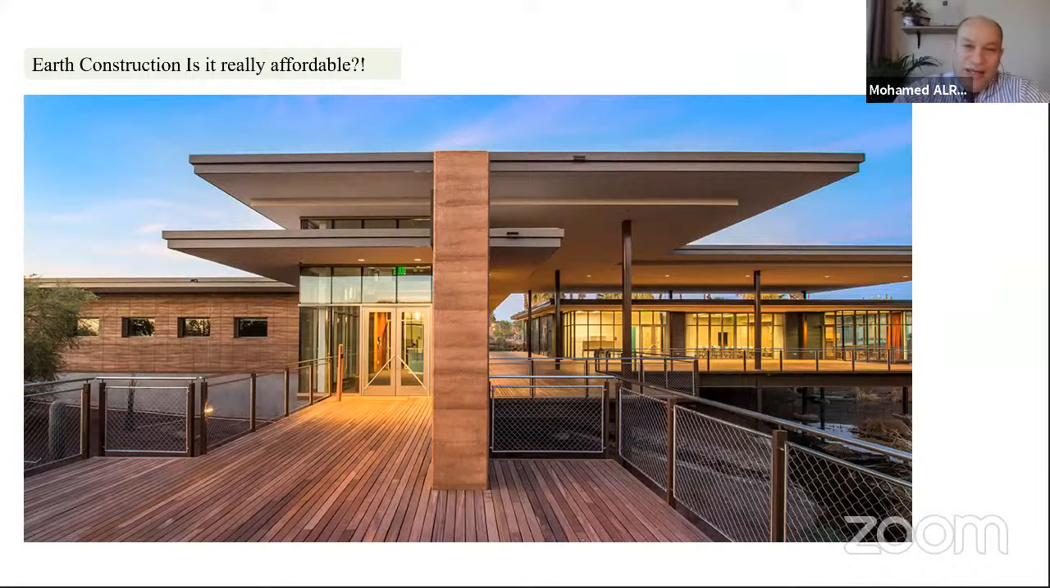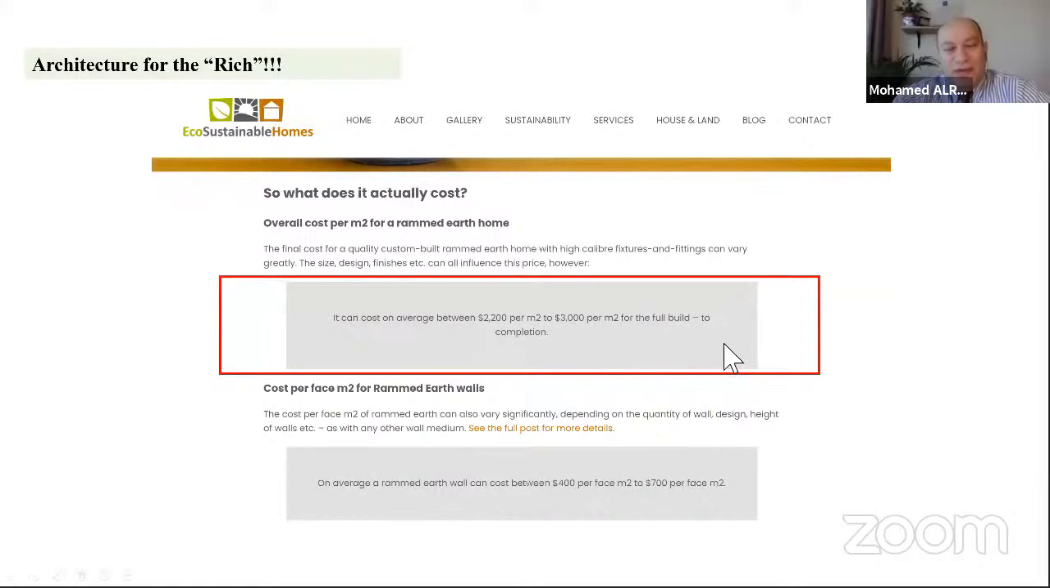The figures astonish me. When we find that a square meter of rammed earth construction costs between $2,200 and $3,000 per square meter, is it an architecture for the rich or what?